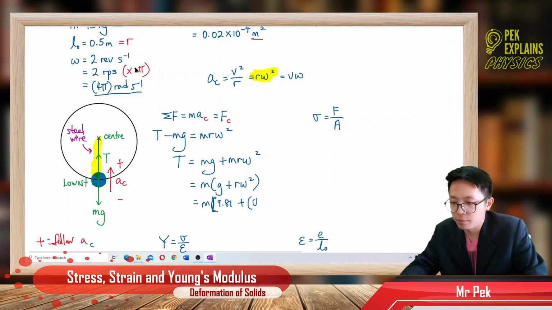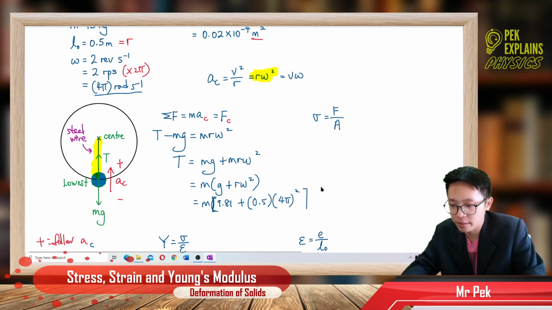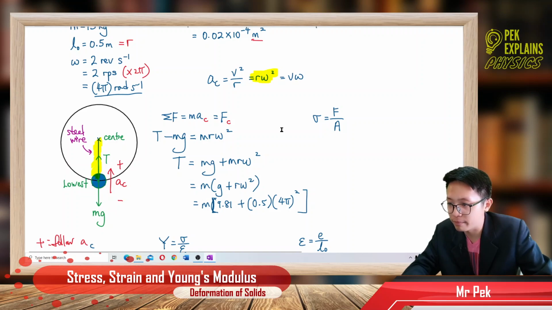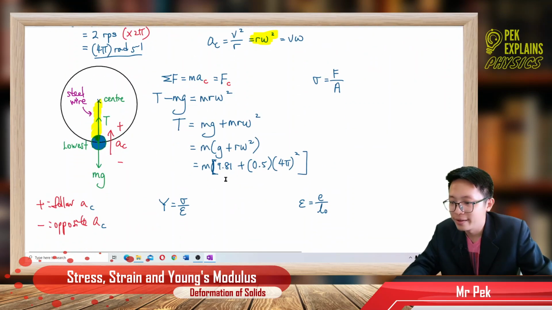So 0.5, and omega is 4 pi. I got 4 pi just now. 4 pi squared. Don't forget the square. R omega squared. Mass, do I have the mass? Yes, 15 kilograms. I have the mass. I forgot to substitute the mass.